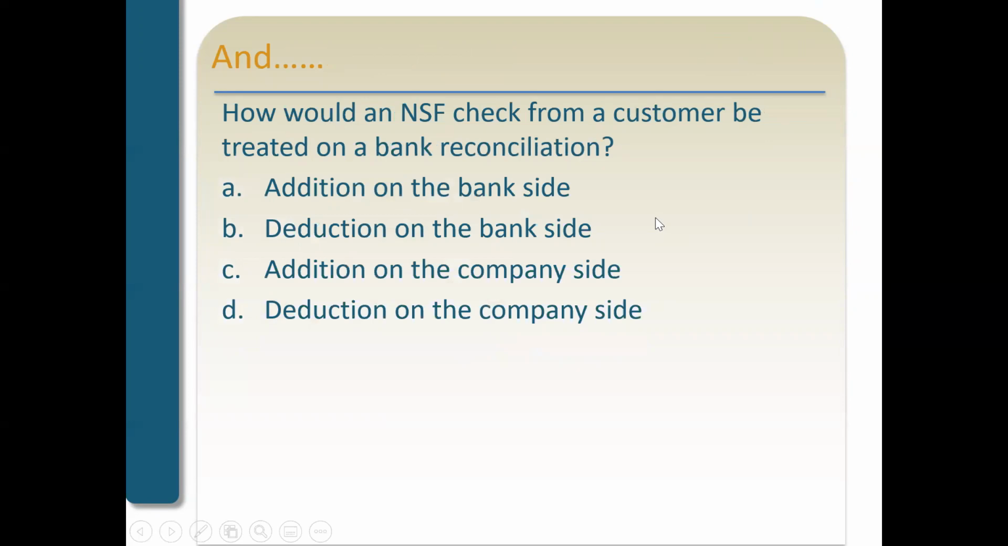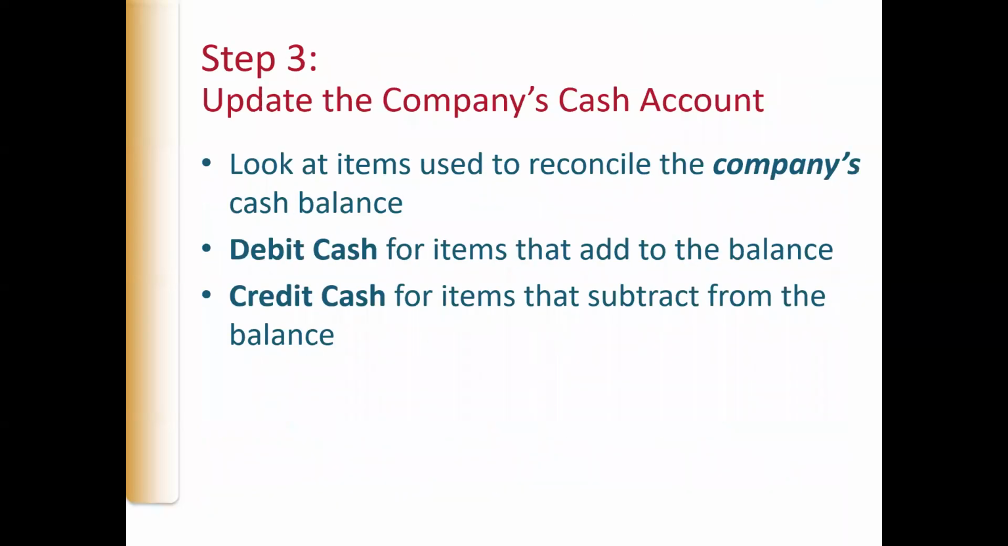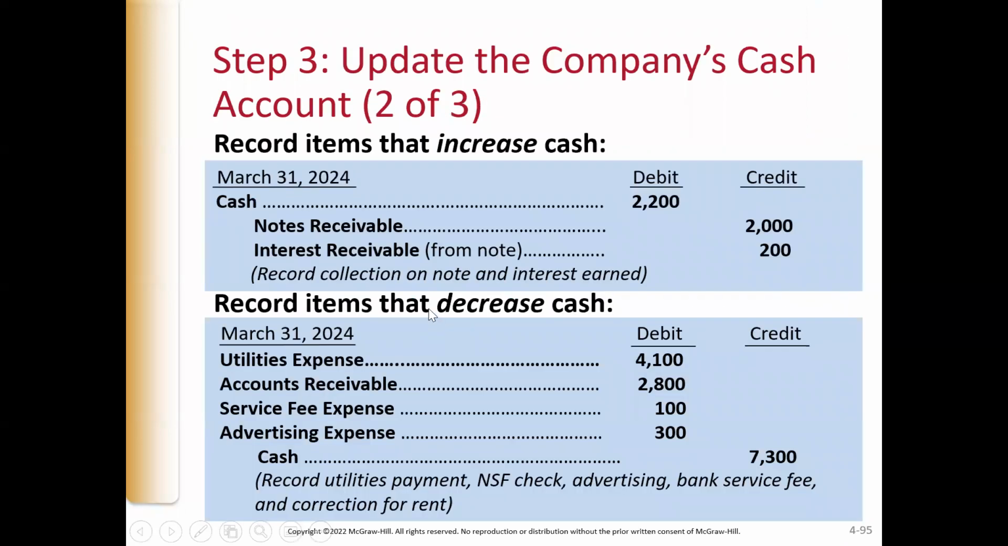How would an NSF check from a customer be treated on a bank statement reconciliation? A deduction on the Company side. So, getting back to that problem, we have to record journal entries for the items that we adjusted on the company side. So we received cash of $2,200. We have to show a notes receivable as a credit of $2,000, and interest receivable from the note is $200.